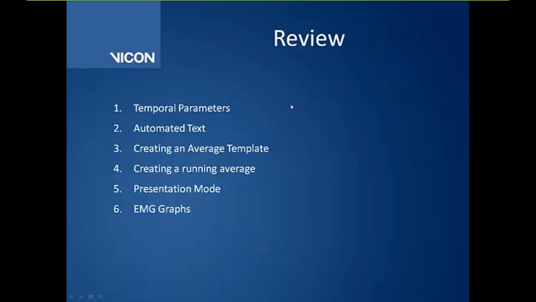So to review, we talked about the spatial and the temporal parameters of gait and how to graph those in your reports. We talked about automated text and creating that in a template. Then we also discussed creating an average template, comparing a single trial to an average or multiple trials to an average. We discussed creating a running average, how to build that over time, the presentation mode that Polygon can run in that's very similar to PowerPoint, and how to graph EMGs.